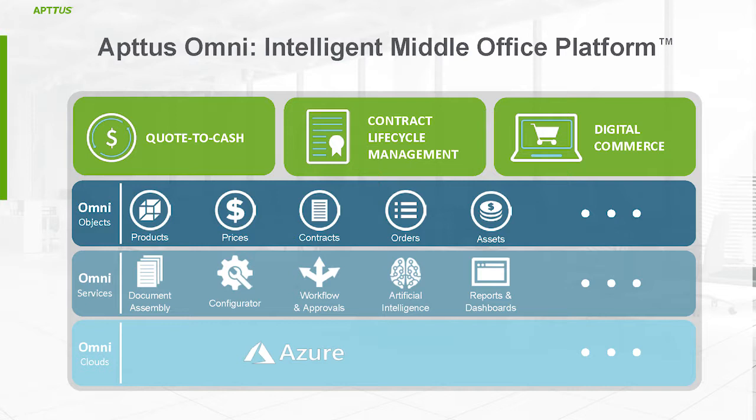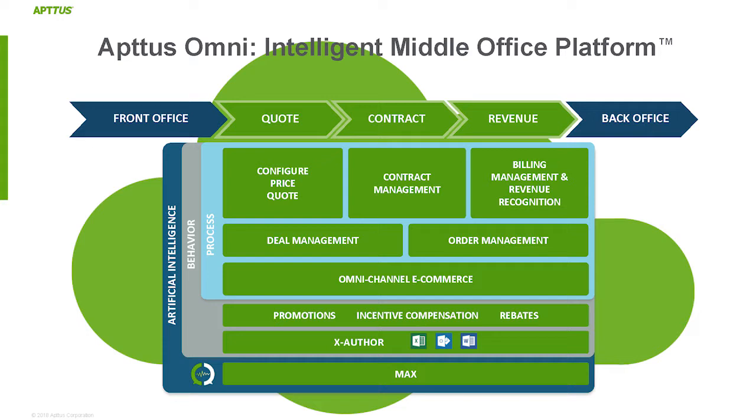And at the end of the day, for those of you familiar with Apttus, this is in support of our full product portfolio. We have our process applications that help you do your day-to-day work more effectively. We have our behavior applications which influence how end users do their work, the incentives, the promotions, the rebates that apply in their particular situation. And of course, we have our AI. You heard about that yesterday. Max, our artificial intelligence agent, allows you to affect these middle office transactions through the use of AI.